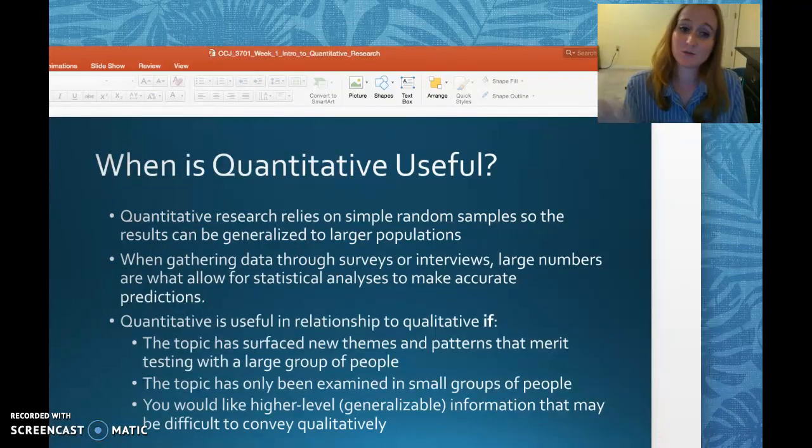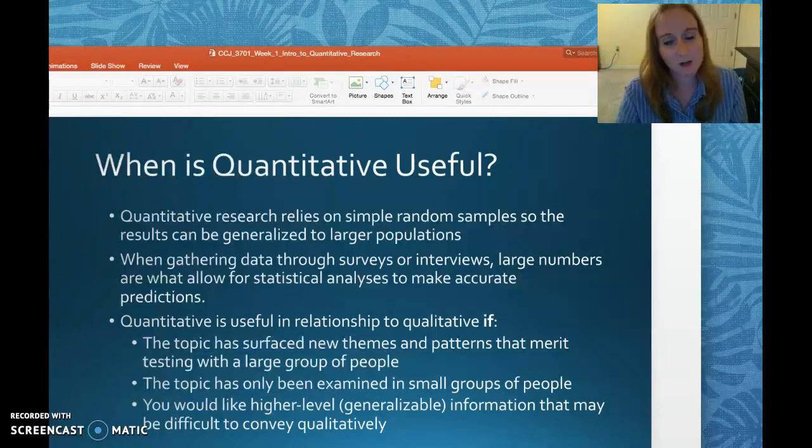When is quantitative useful? When you want to generalize. You can get a simple random sample. Maybe you have a collection of people that are kind of ready to go, kind of at your whim. Maybe you work in a probation office or a correctional center or a court, and you already have a group of people participating in your jurisdiction or your program, and they're kind of a captive audience, and you can study them. When gathering data through surveys or interviews, you want those large numbers.